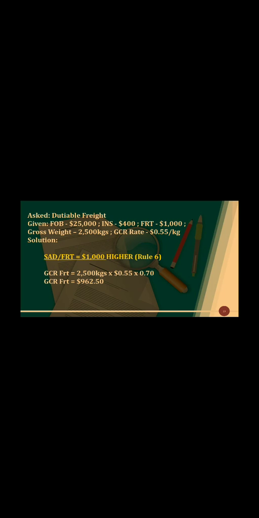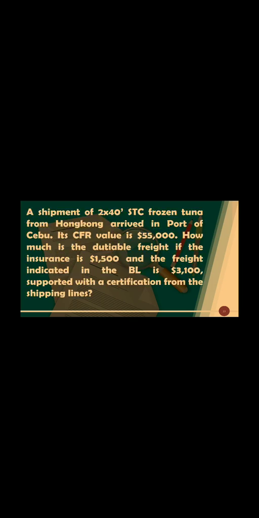So the GCR freight is $962.50. Whichever is higher of the two, we need to go to the indicated SAD freight on the problem, which is $1,000. That falls under rule number 6.